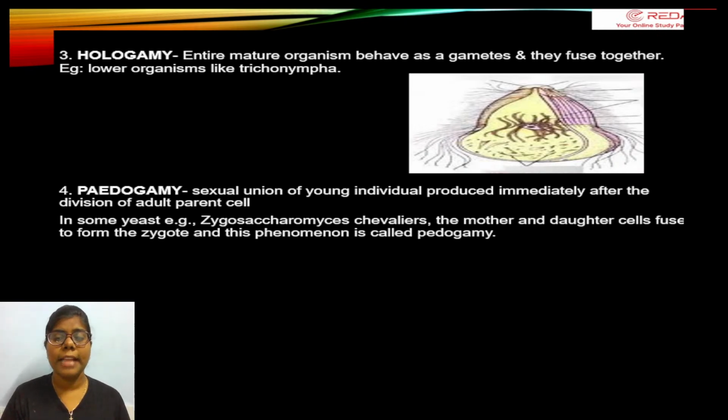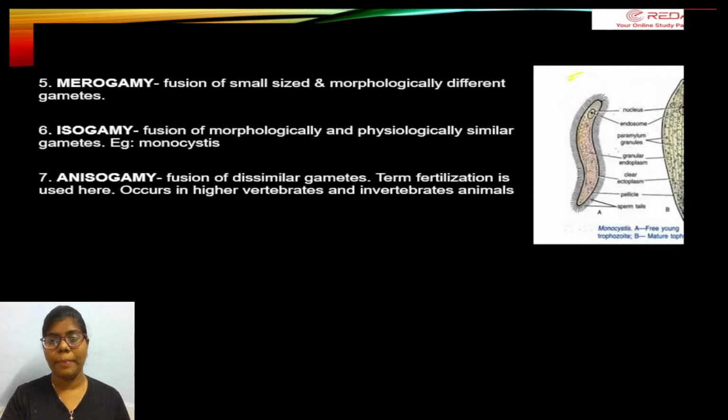It is not that effective in higher classes. It is not at all happening in higher organisms. It is very simple. Lower organisms will have all this. So yeast is the one which has this kind of reproduction to develop its generation one after the other. This kind of reproduction is called pedogamy. Pedogamy is where a young individual fuses together with the parent cell.